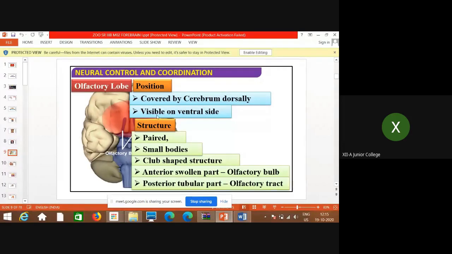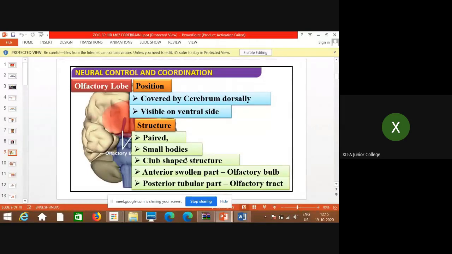Then it is visible only on the ventral side. Front side only, you can see this. So how does it look? The structure is paired. You can see that in the diagram, the paired part of the olfactory lobes.